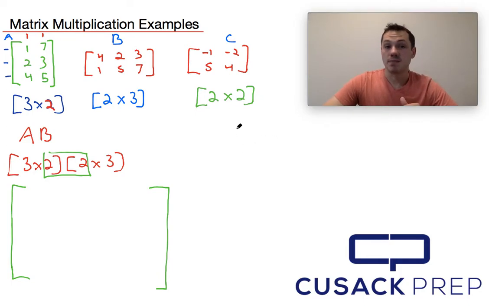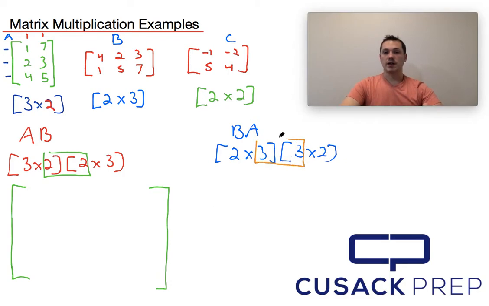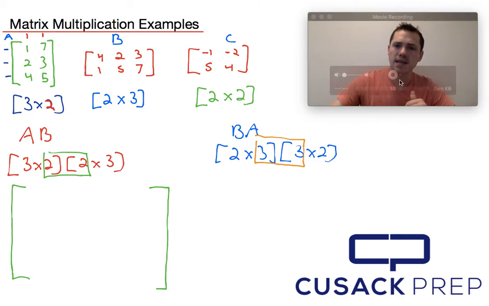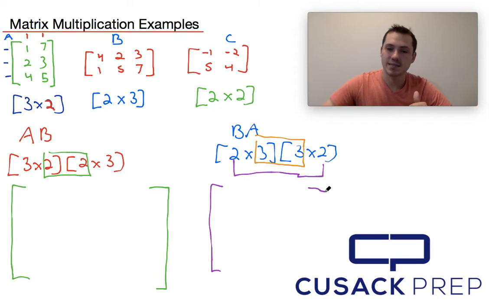Now, what about B by A? Could we do that? Matrix B is 2 by 3. Matrix A is 3 by 2. So because these two 3's match up with each other, we can, in fact, multiply matrix B by matrix A. And the output for this one would be a 2 by 2. Again, I'm going to leave some room here. Might not need this much, but better to be safe than sorry.